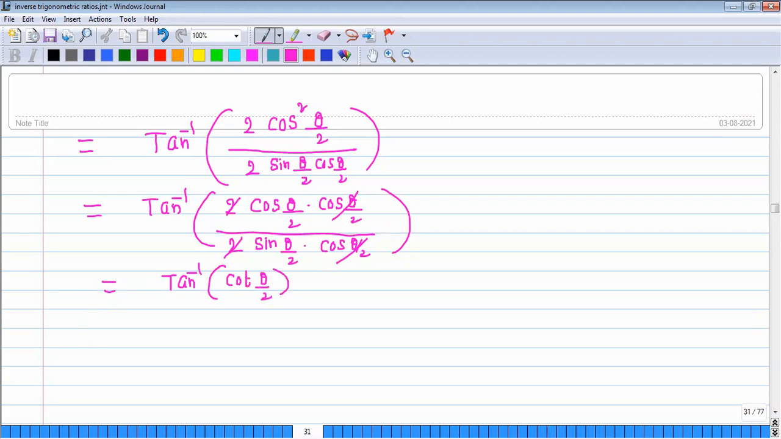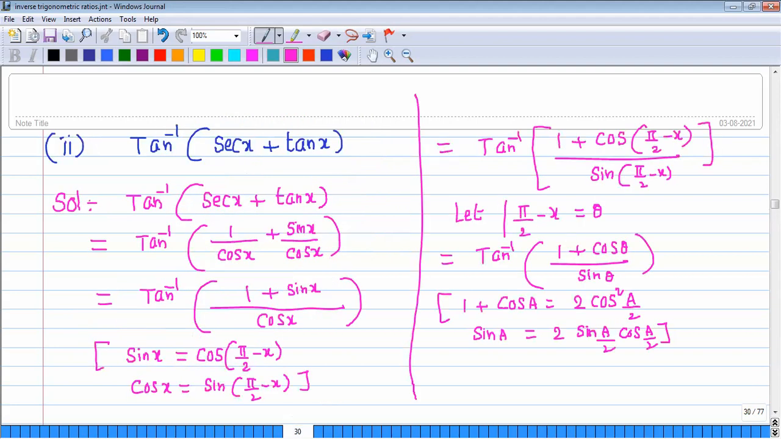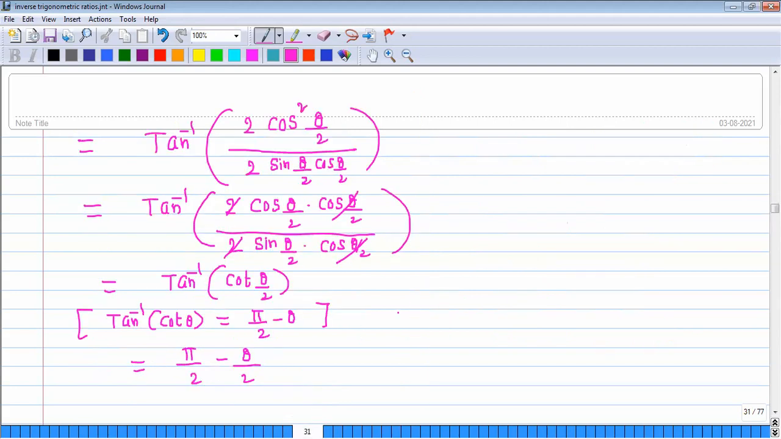So my dear students, remember we have one formula: tan inverse of cot theta is pi by 2 minus theta. Am I correct? This we can write as pi by 2 minus theta by 2. But theta is our dummy variable. Originally theta is what? Pi by 2 minus x. This we need to simplify. So since theta is equal to pi by 2 minus x, am I correct?